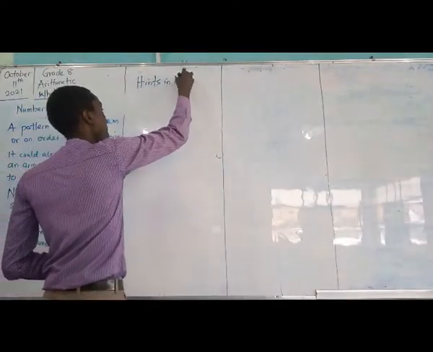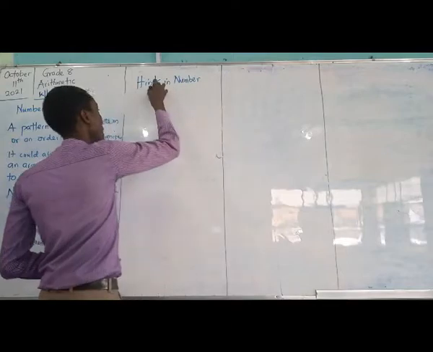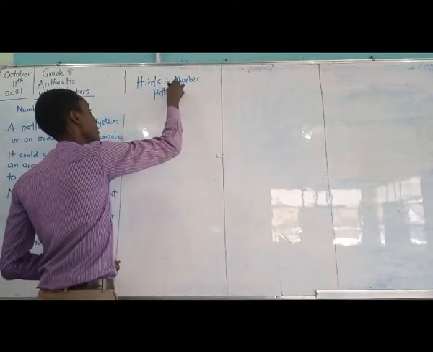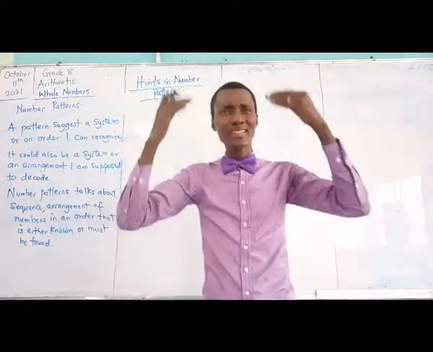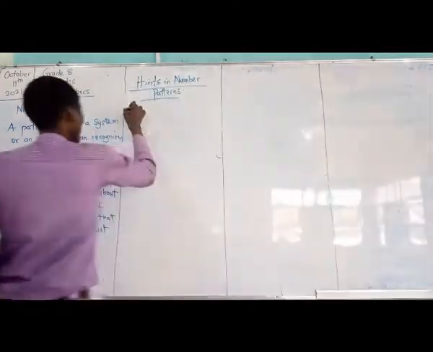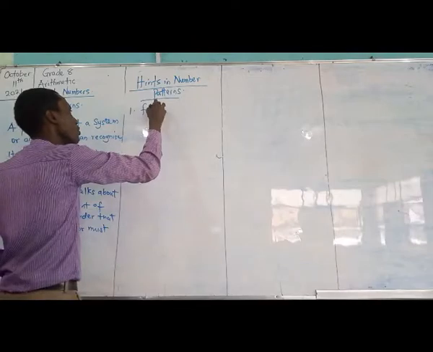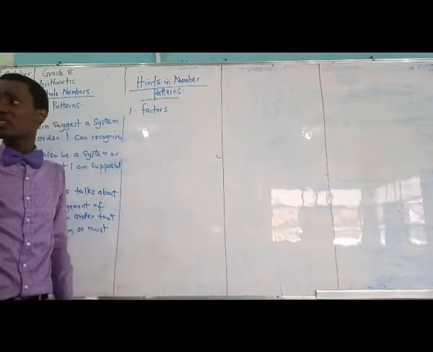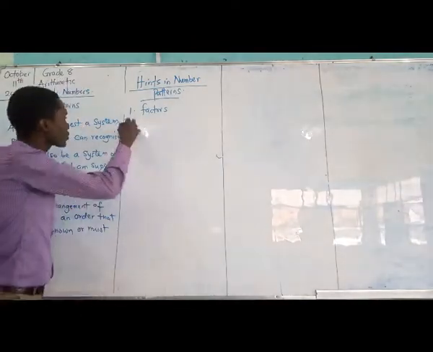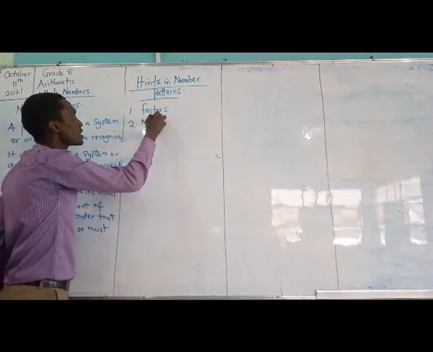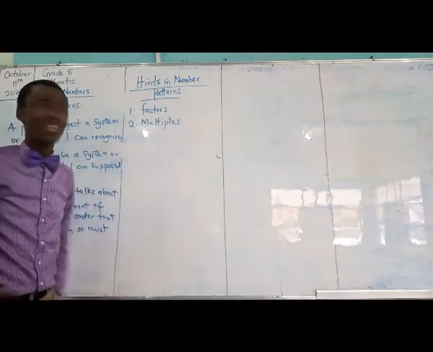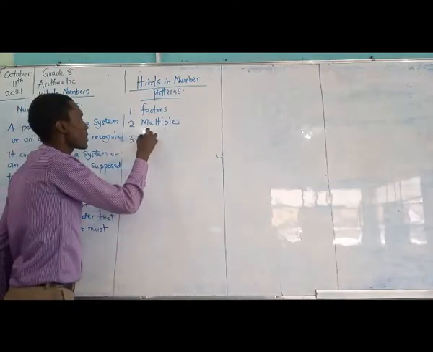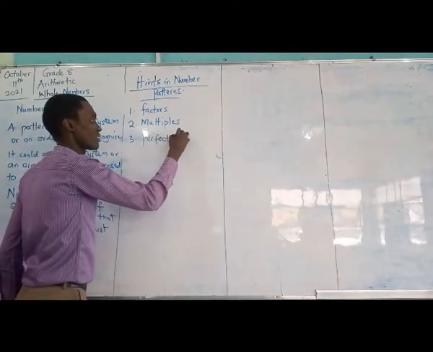in number patterns. So what are the hints? There are certain things that can help you in number pattern. Number one, the concept of factors. It could be a factor thing. Number two, it could be a multiple thing. You must know your multiples, you must know your factors. Number three, you must maybe know your perfect squares.